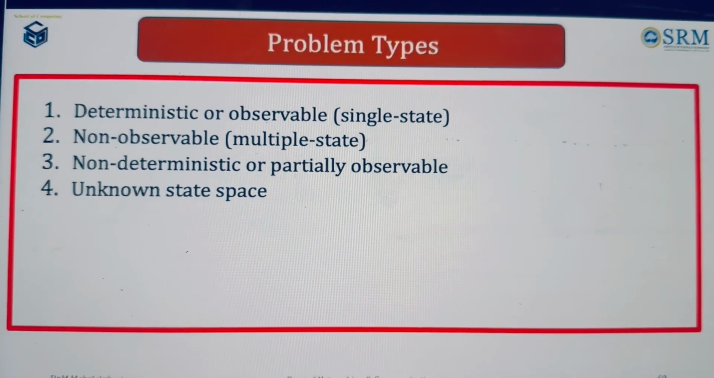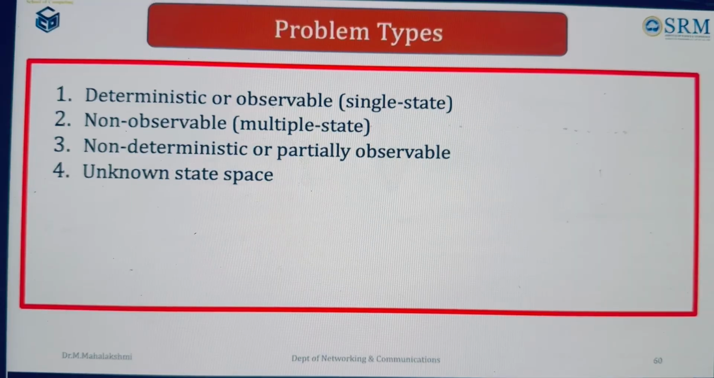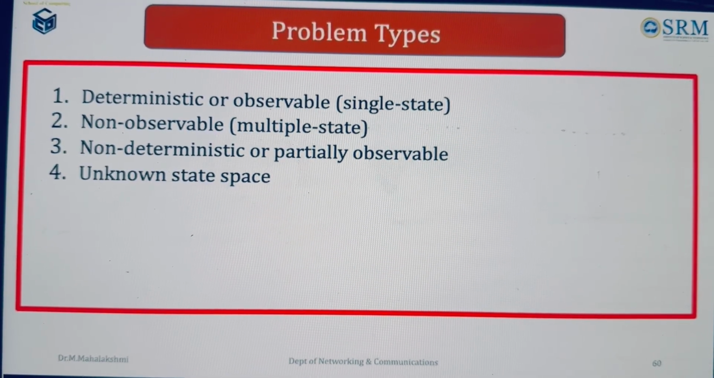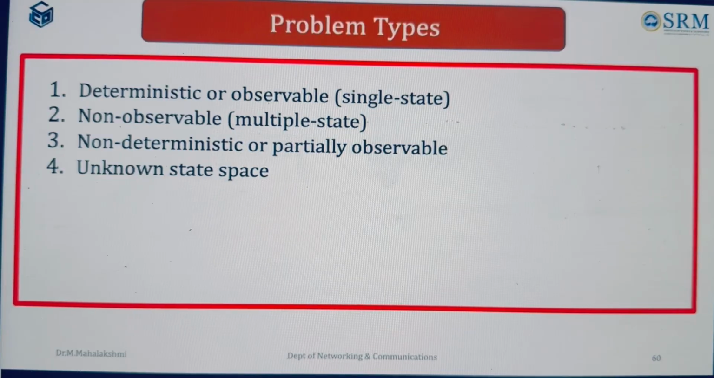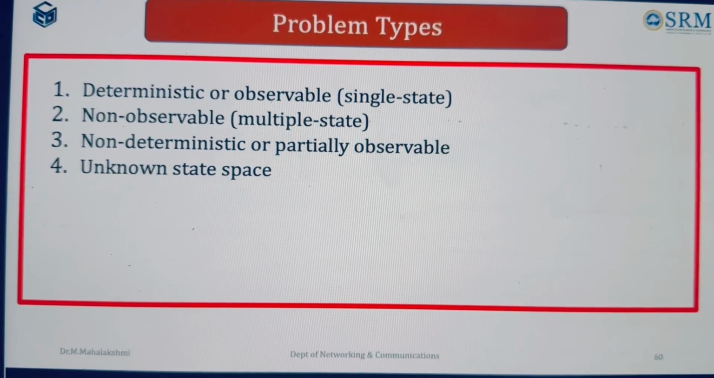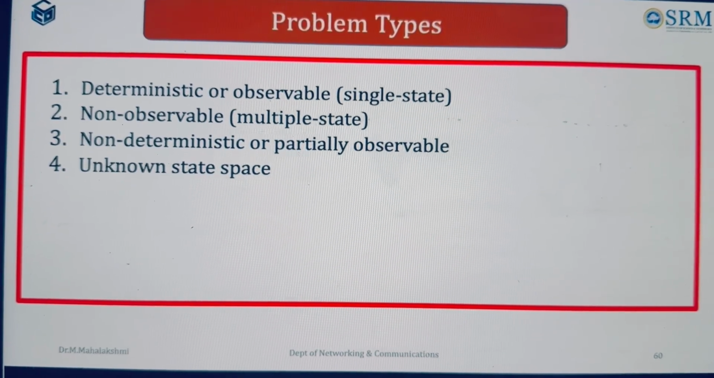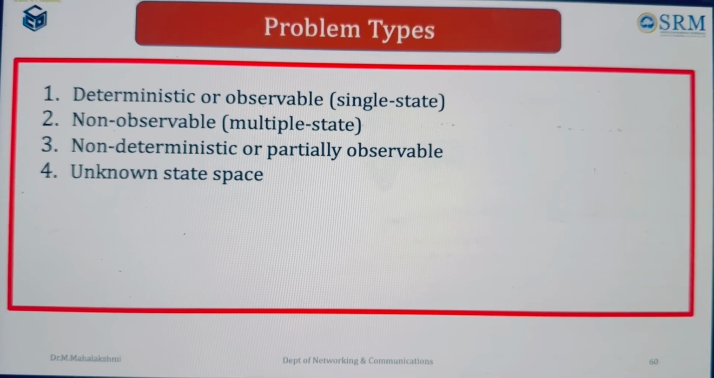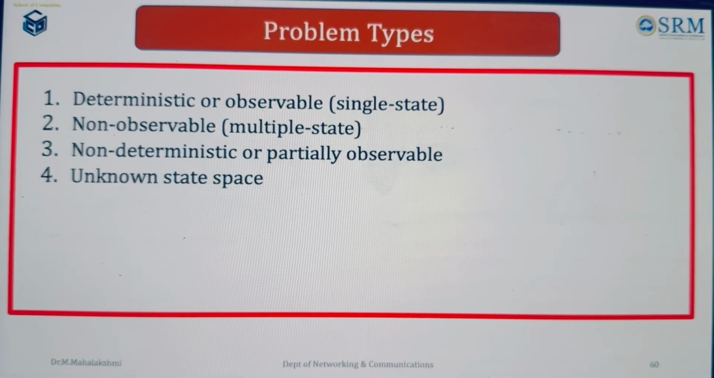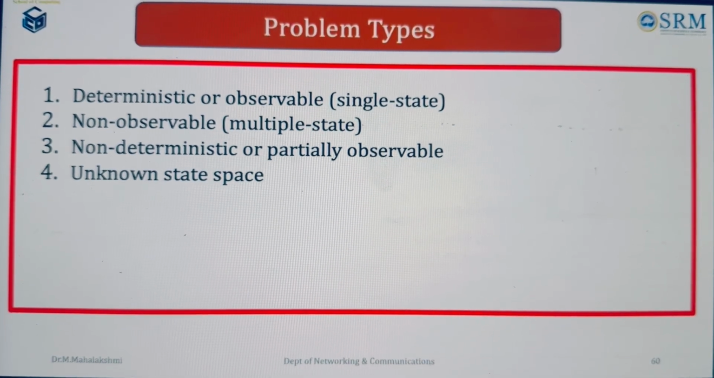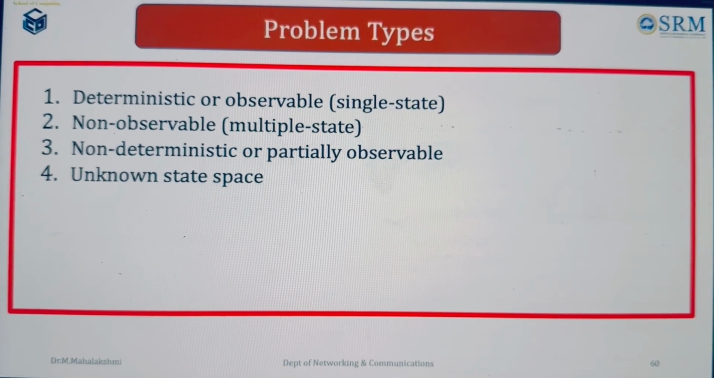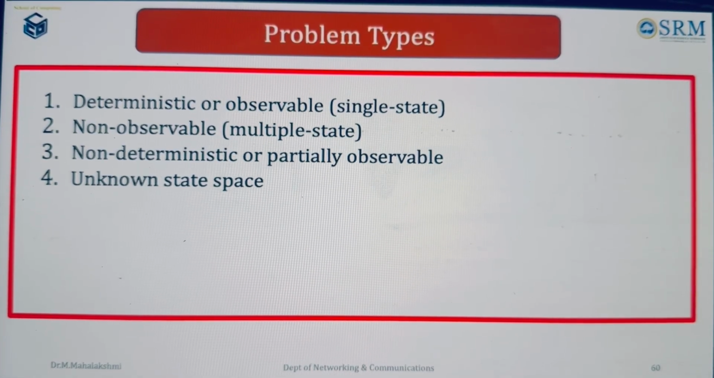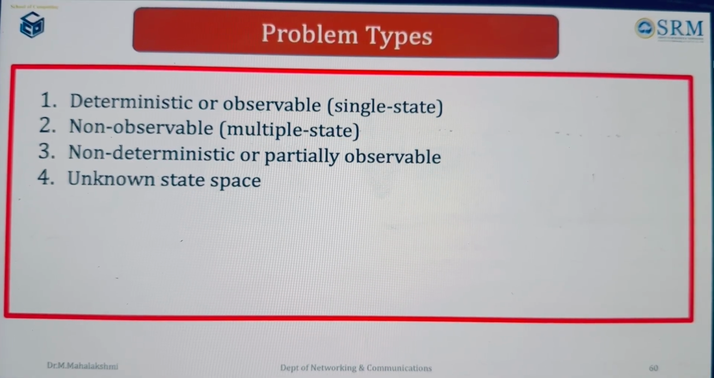Next, problem types and characteristics. All problems can be fallen into four types. Different names also we have got for all those types. Observable can also be called deterministic or single state. Similarly, multiple state problems can also be called non-observable. And non-deterministic state can also be called partial. And the fourth one is unknown state space. So overall, we have got four problem types: observable, non-observable, partially observable, and unknown state.